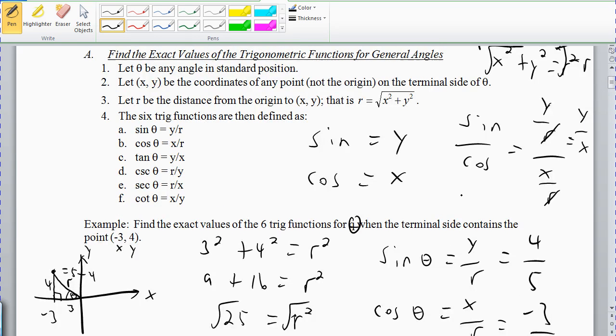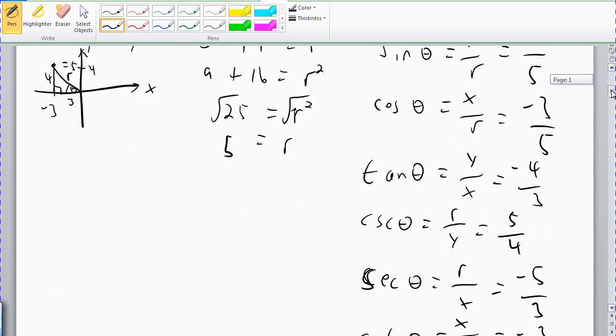So once you have r and you're given x and y, and you know these definitions, you're good to go. Just remember, sine is y and cosine is x. Everything else follows from that.